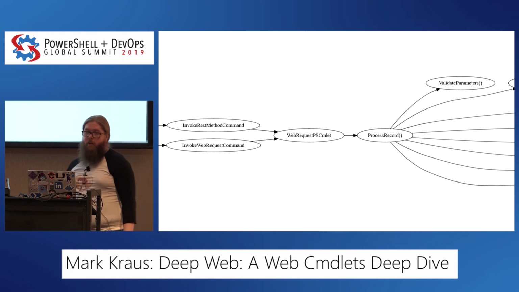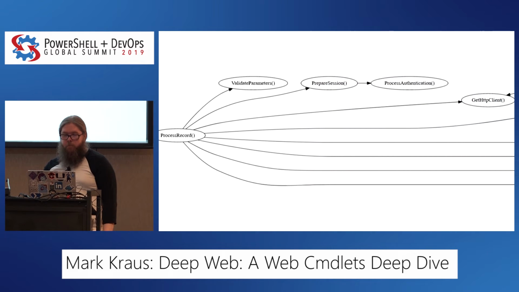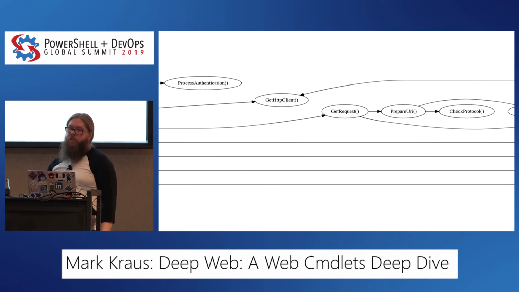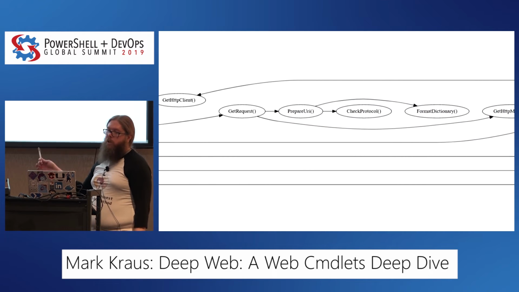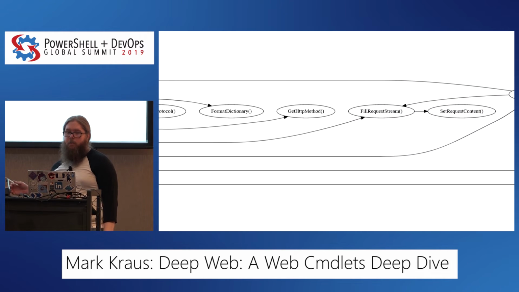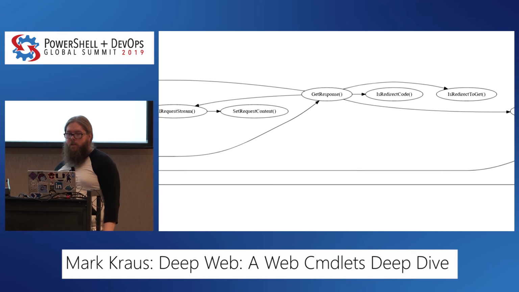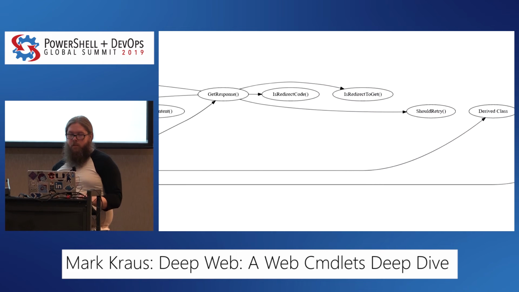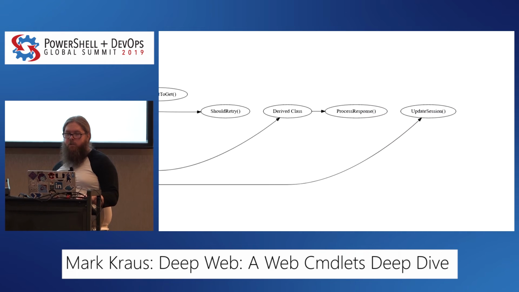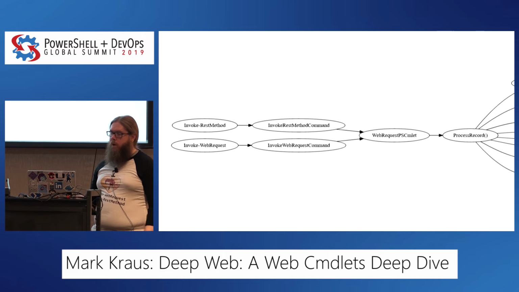So kind of what this looks like is a code graph. You can see it goes out there, calling ValidateParameters, PrepareSession, ProcessAuthentication, GetHttpClient. These are the calls being made, the different methods inside of the cmdlets. And then we get to the end here, and it passes off to ProcessResponse on the actual derived cmdlets.